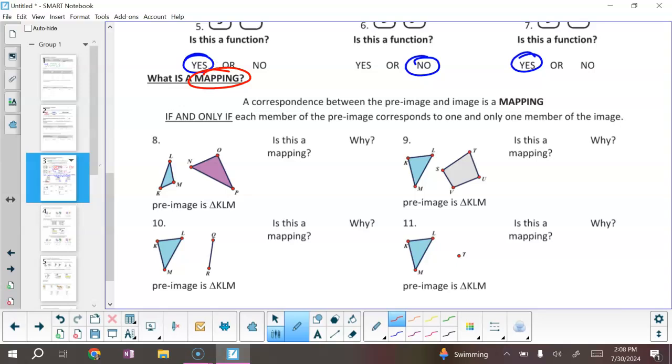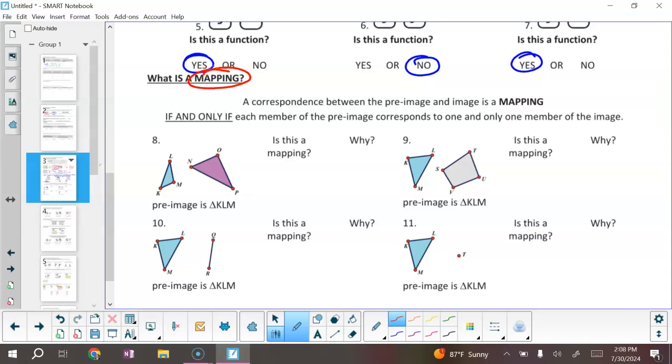A mapping is a correspondence between the pre-image and the image. Okay, and it's a mapping if and only if. So again, we're seeing that phrase where this has to happen. Okay, if and only if each member of the pre-image corresponds to one and only one member of the image. Okay, so here's what that means. The pre-image is going to be where you began, what you started with, and the image is going to be where you ended. So the pre-image would be your domain, and the image would be your range.